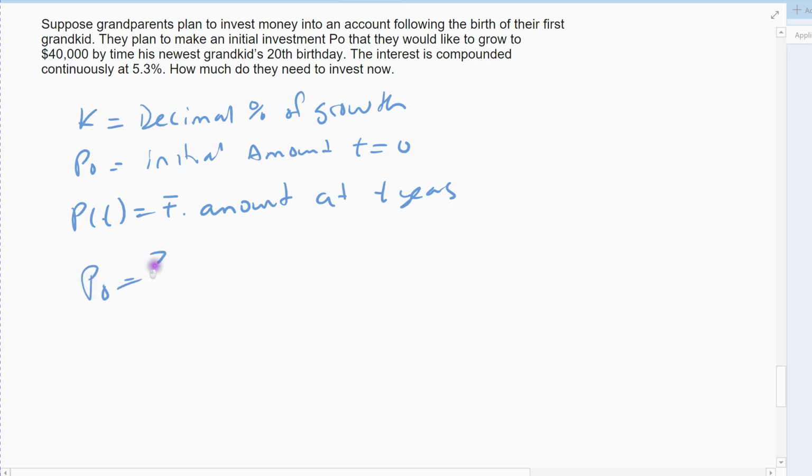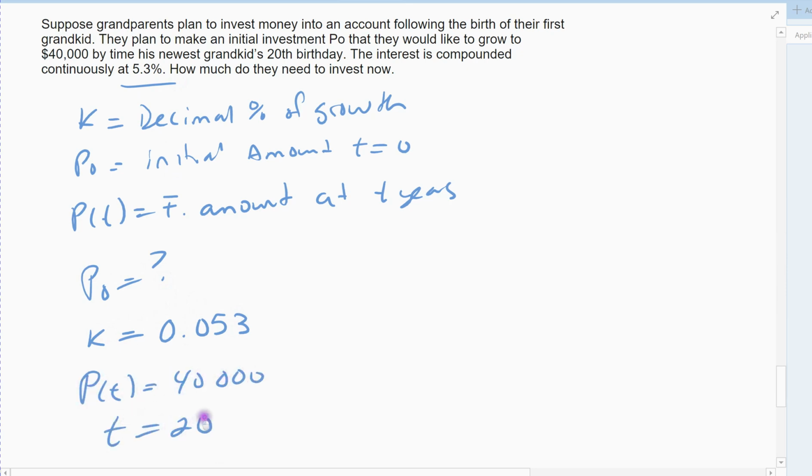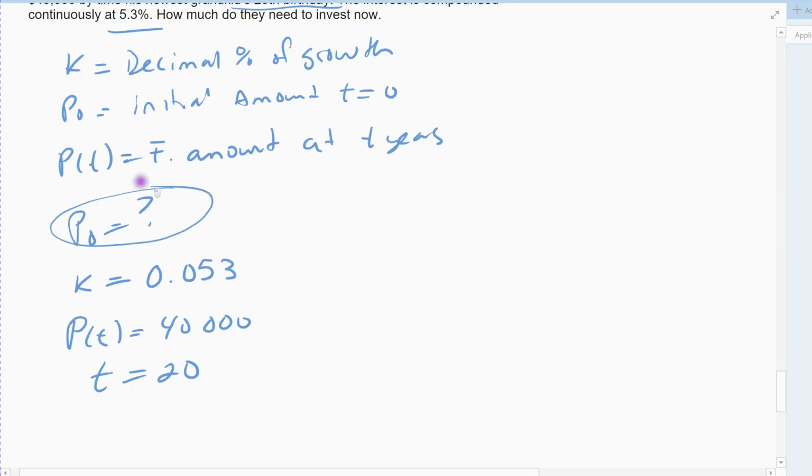Now, all right, so we're looking for the present value. The investment rate was 0.053, right? 5.3%, written as a decimal. The future value was 40,000, and time is 20, right? The kid was born, they invested the money, and it sits in there for their 20 years. So we want to find P naught.